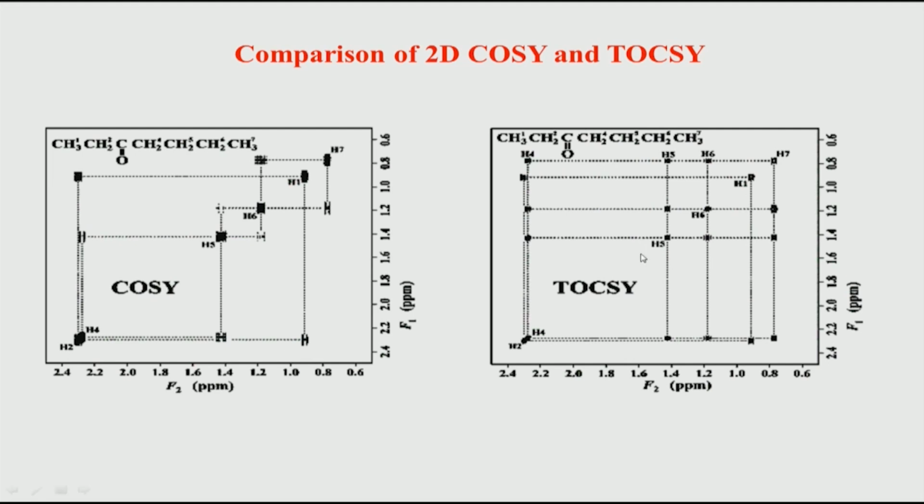So, this brings us to the end of the TOCSY experiment. We have now seen two experiments, 2D COSY and 2D TOCSY. What we will do in the next class is go to a new experiment known as 2D nuclear Overhauser effect spectroscopy, that is 2D NOESY.